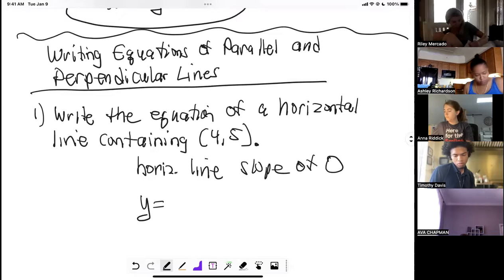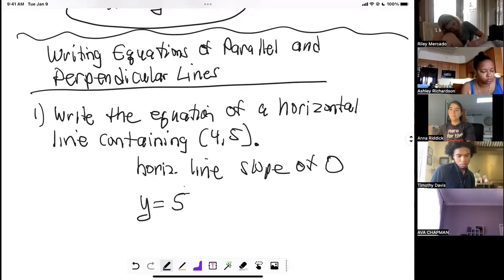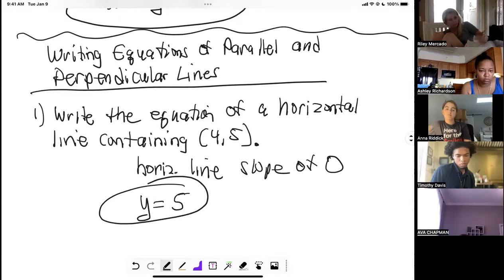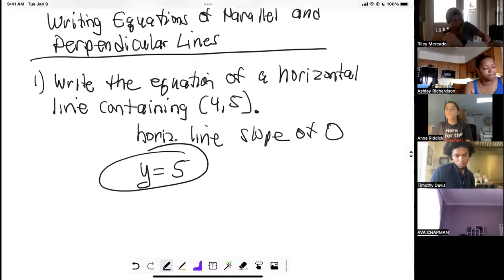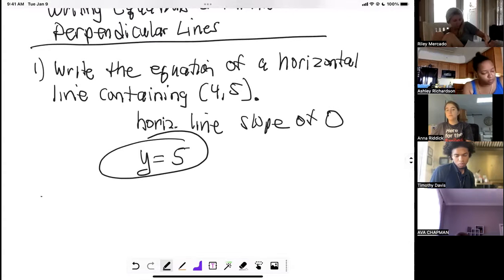Once you know that, look at the point. What's your y? 5. That's it. Y equals 5. Once you realize it's y equals or x equals, just look at your point and that's your line. Y equals 5. There is no slope. The slope is 0. Okay, same kind of thing, but a vertical line.